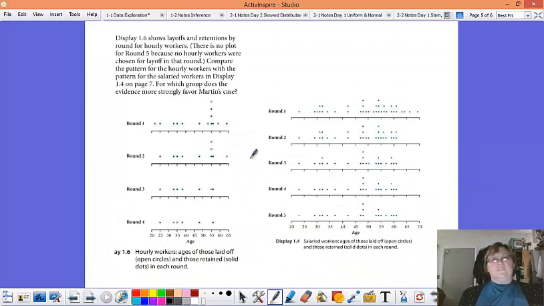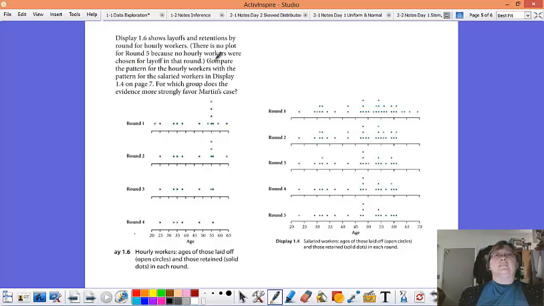Yeah, so if you take a look at this activity, folks, let's read this. Display 1.6, which is this one, shows layoffs and retentions by round for hourly workers. This is from your textbook as well, so if you can't see it clearly on your screen, I would recommend you get your book out. There is no plot for round 5 because we didn't have any hourly workers laid off in round 5.